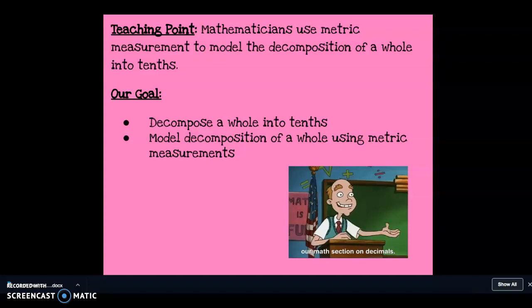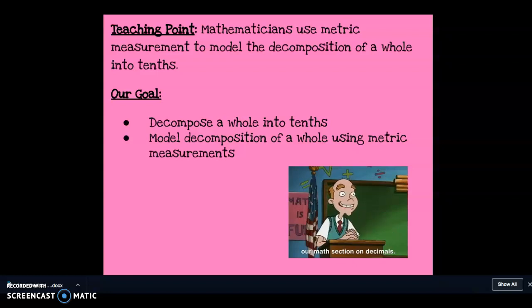Hello, mathematicians. I am so excited today because we're starting our new unit in math, and this unit is going to be focusing on decimals. You're going to be using everything that you know from fractions as well as what you know from our first unit in math with place value to help you be most successful in this unit.